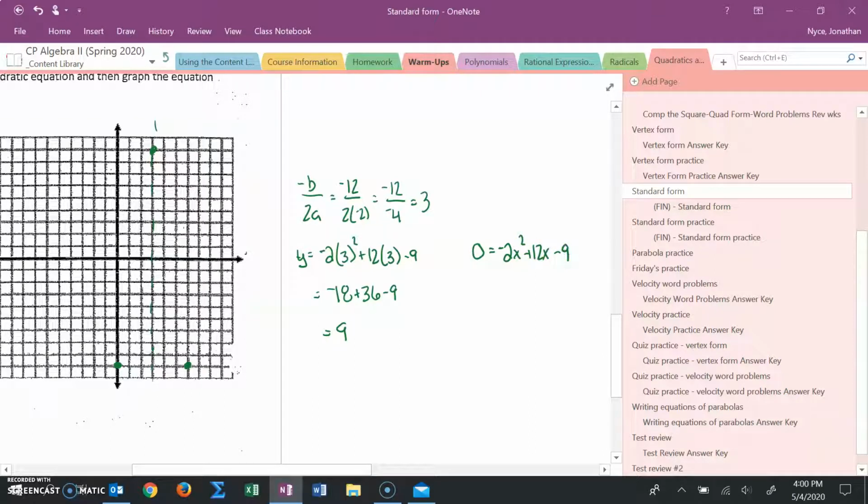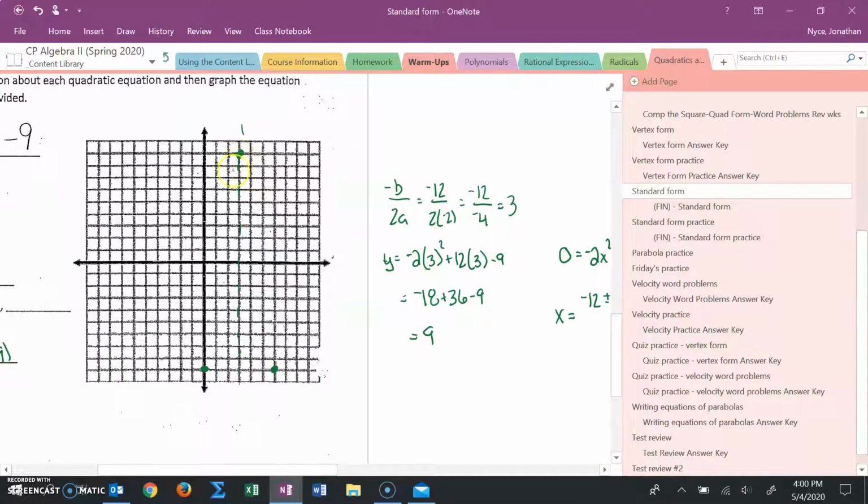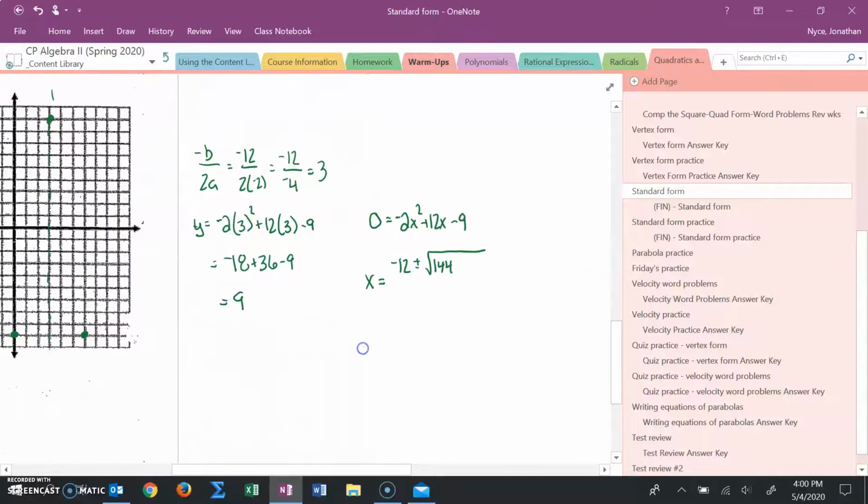And then find your x-intercepts by letting y be 0. Again, you can try factoring, quadratic formula. We'll do quadratic formula here. Opposite of b plus or minus the square root of b squared minus 4ac all over 2a. And we're doing x-intercepts because we know that this graph is going to cross the x-axis somewhere. So we know that we do have x-intercepts.